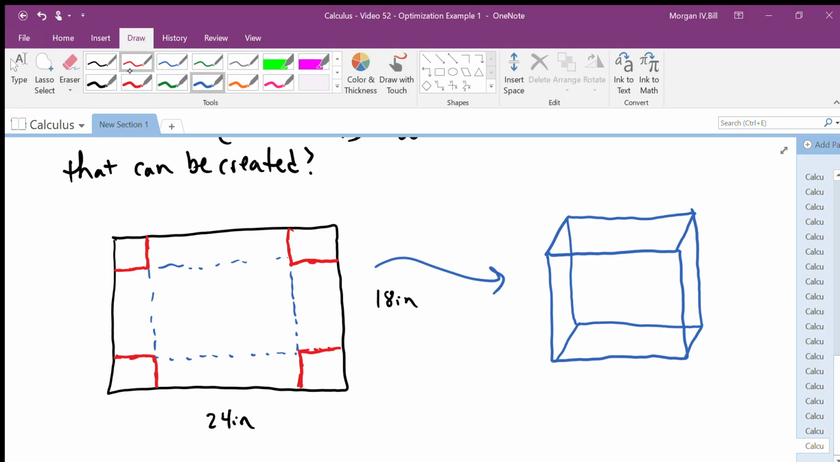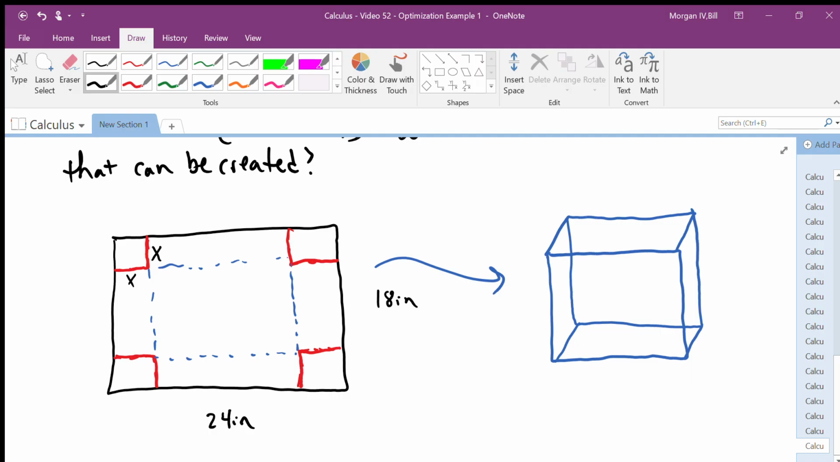Since we're cutting out squares, we know that if I call this, say, x right here, that length of the square, that this length here is also x, because it's a square, so it must be the same on both sides. The question is, how big of squares should we cut out?